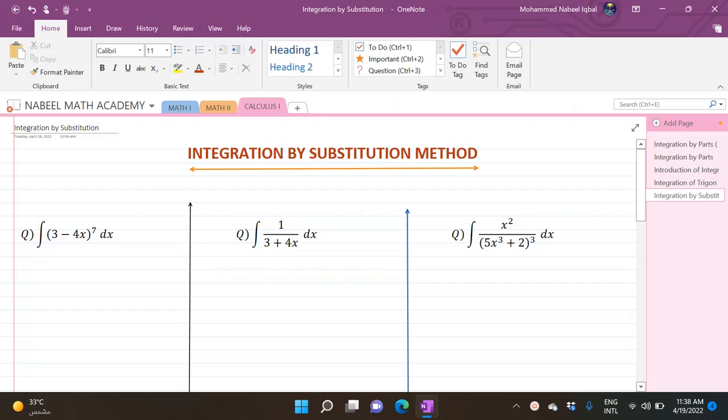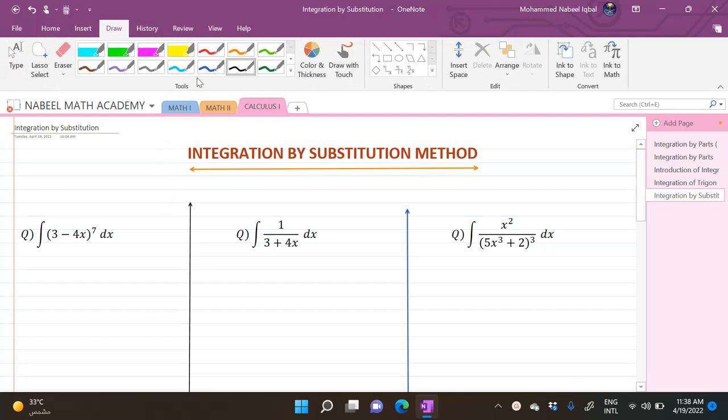In this video, we are going to see the integration by substitution method. When you have to apply the substitution method, when the integration is not solved by the direct method, we have to go with the substitution method. Now we will take the first problem.